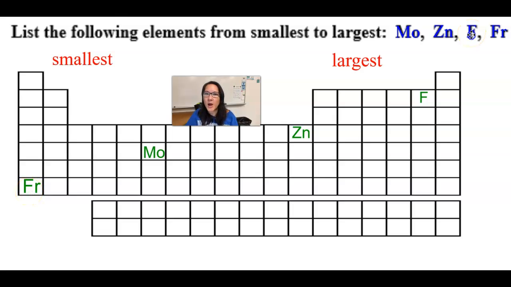This means the smallest element is going to be fluorine, and then the next element bigger than that is going to be zinc. So we have fluorine followed by zinc. Then the next element that's even larger is molybdenum, which is Mo, and then finally the largest element is going to be francium. And so this is in order from smallest to largest, or in increasing size.